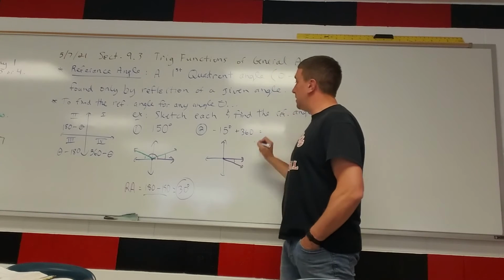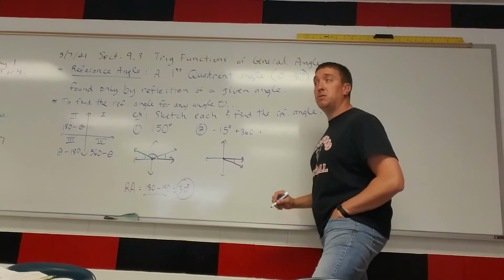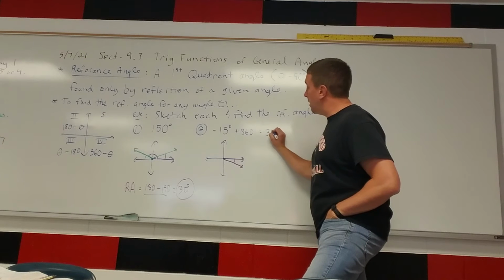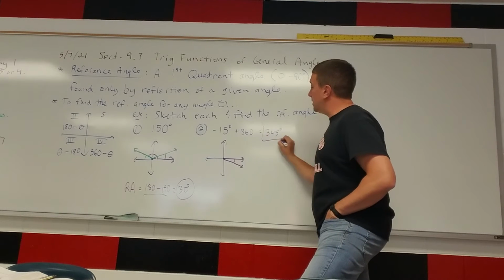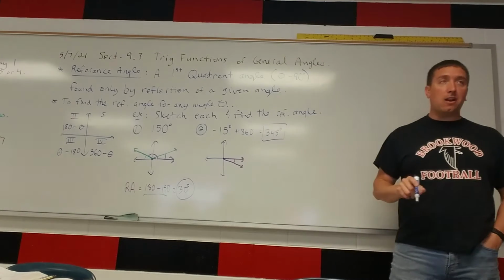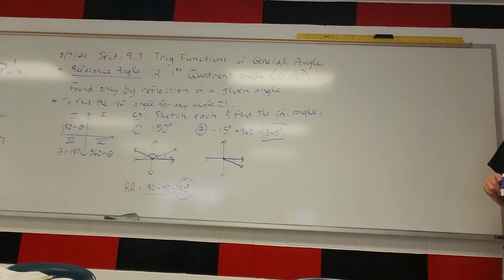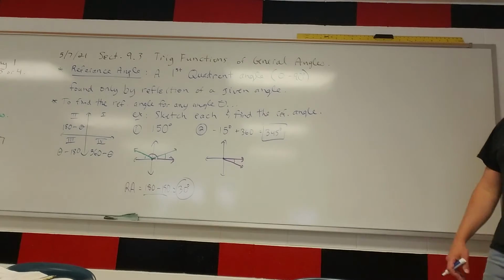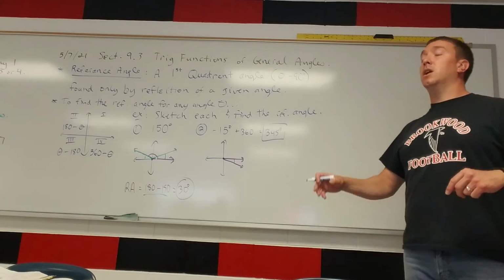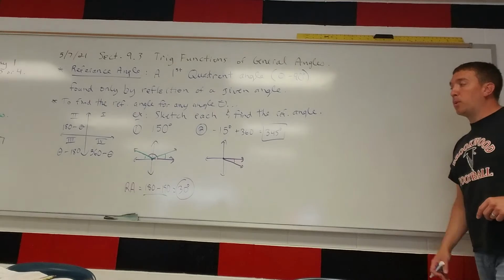You just add 360 to it. Negative 15 plus 360 is 345 degrees. That's the angle that you subtract from 360. Make sense? So I gave you a super simple example for the first one, positive 150. Since it was already positive and it was already between 0 and 360, you just figured out what quadrant it was in and subtracted it from the appropriate number.